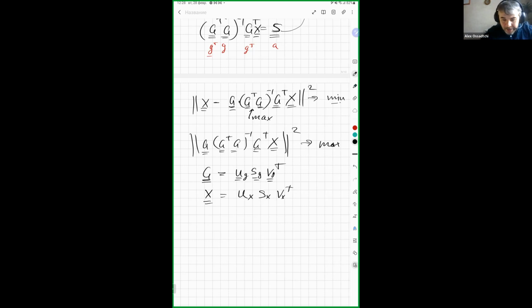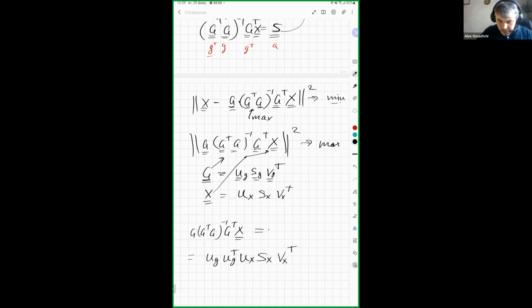And then you simply substitute this here. Please excuse me from doing this now, but I will just write you the result. G transpose G minus first G transpose X is equal to UG, I will copy it, UG transpose UX SX VX transpose.